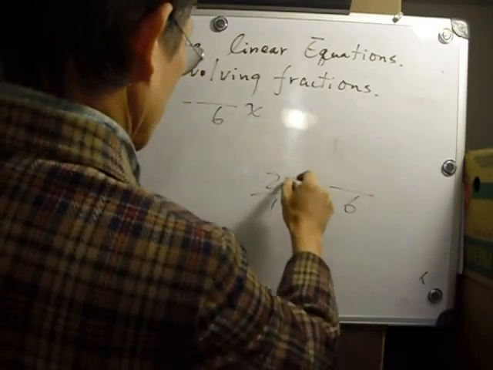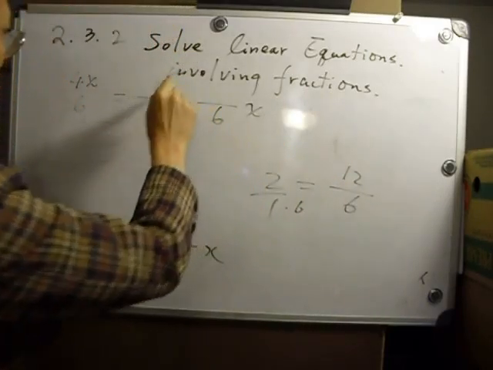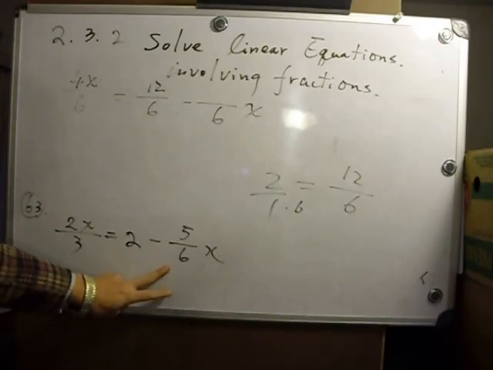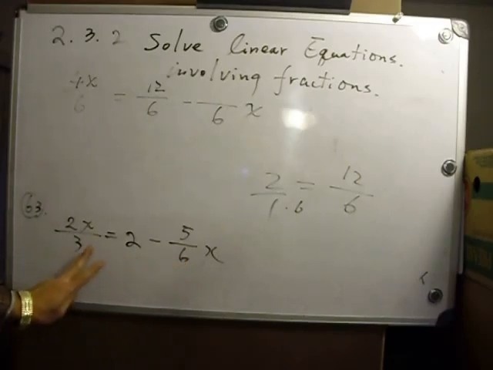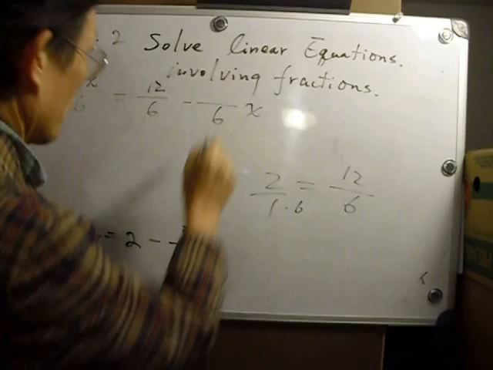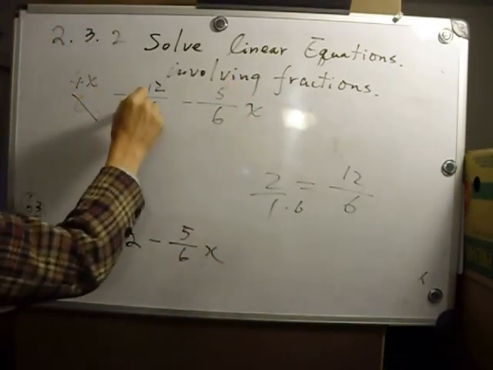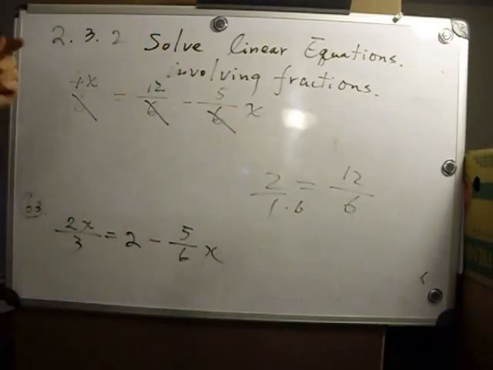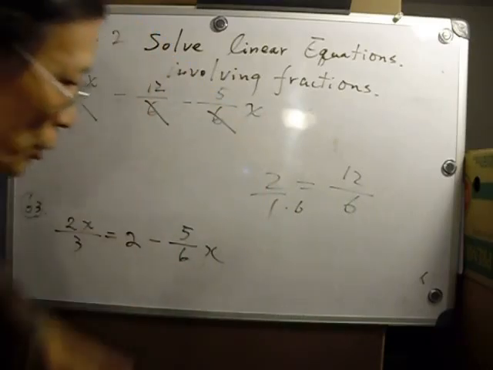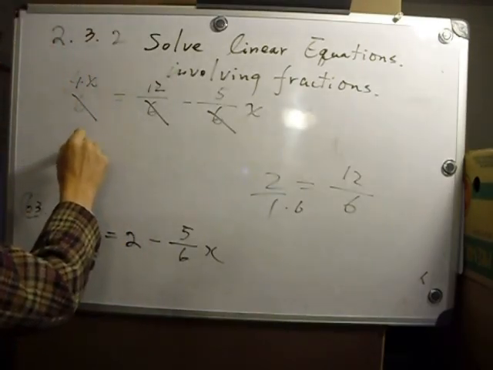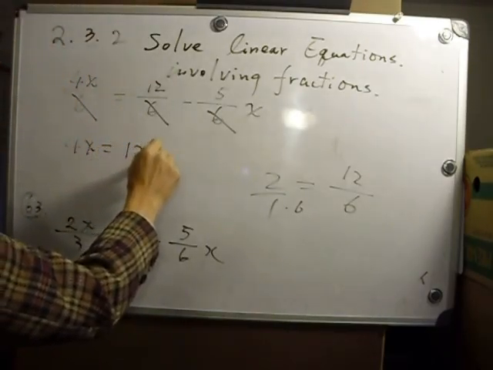For this term, 2 equals that: 1 times 6, 2 times 6, that's going to be 12. So 12 over 6 is equivalent to 2. The last term, you don't change anything. Okay? So that's 5x here. And then you can go ahead and drop this denominator. That's equivalent to multiplying all terms by 6, and you clear the fraction. So 4x equals 12 minus 5x.